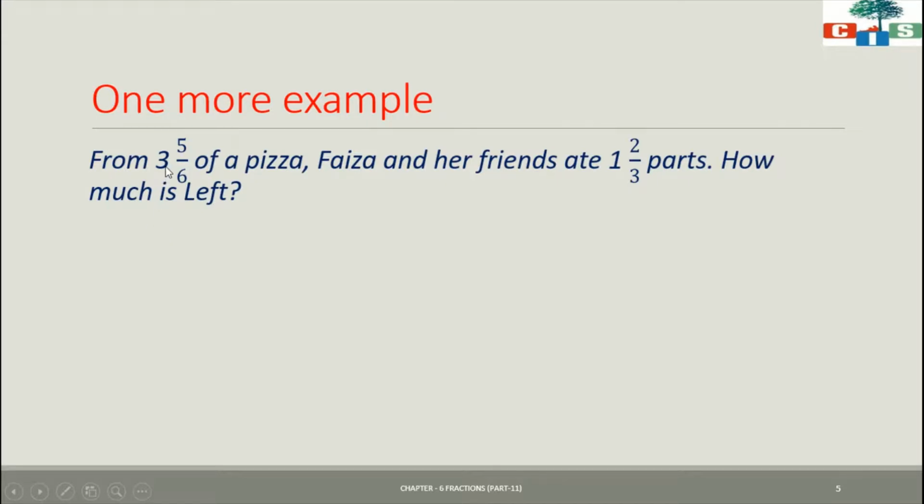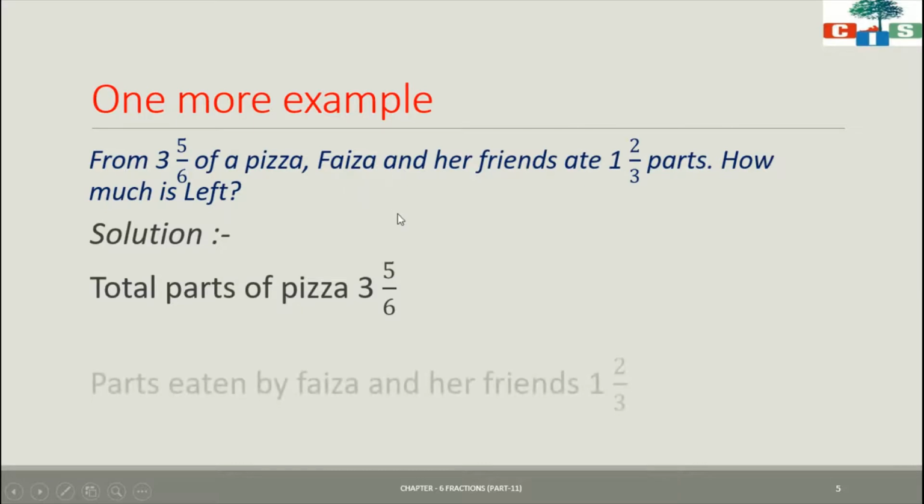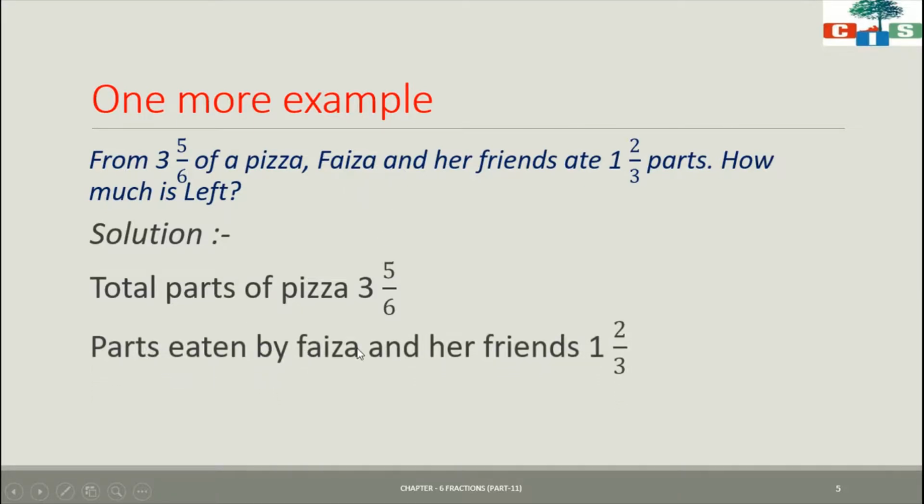Okay. So we'll see the first mixed fraction. So what is the first mixed fraction? 3 5 by 6. Okay, this mixed fraction tells us the total parts of pizza. So the total parts of pizza is 3 5 upon 6. We'll come to the next mixed fraction, that is 1 2 by 3. Okay, this fraction tells us that this part of pizza was eaten by Faiza and her friend. So parts eaten by Faiza and her friend is 1 2 by 3.